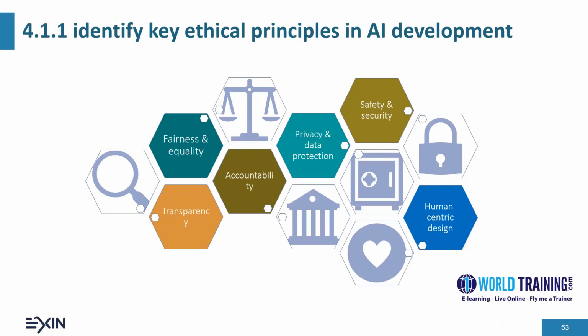The next principle is your safety and security. Your AI systems must be robust, reliable, and secured against misuse or malicious attacks. It should include fail-safe or risk mitigation.